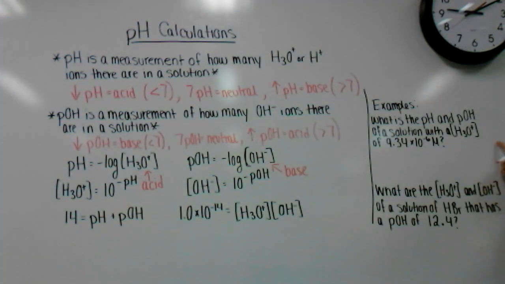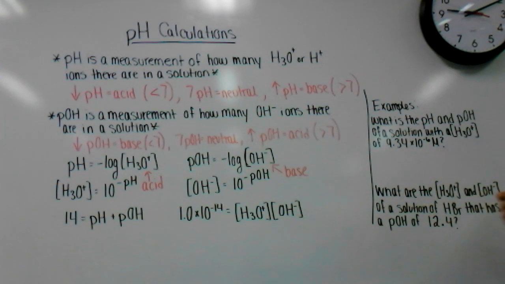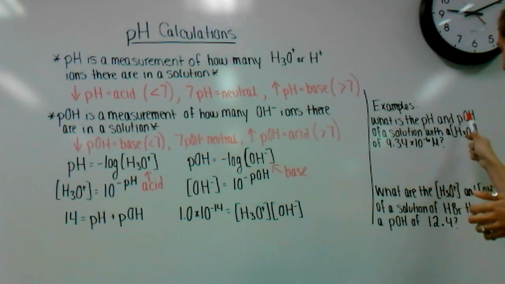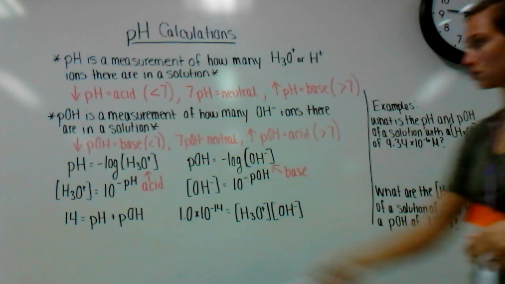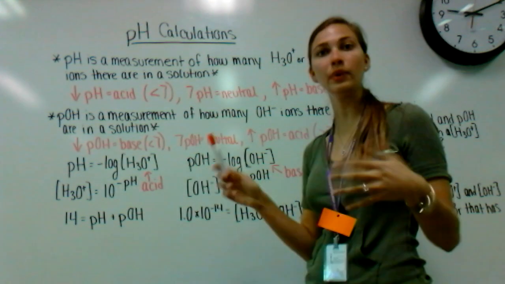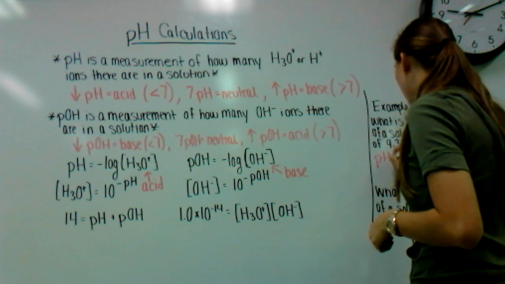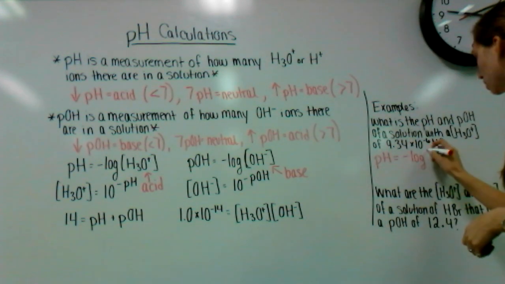Here it says, what is the pH and pOH of a solution with a hydronium concentration of 9.34 times 10 to the negative 6 molar? If we look at our formulas, we are being asked for the pH and pOH, and we're given a hydronium concentration. Our pH equation is equal to the negative log of hydronium, so that would be a good place to start. So pH is going to equal the negative log of our concentration.